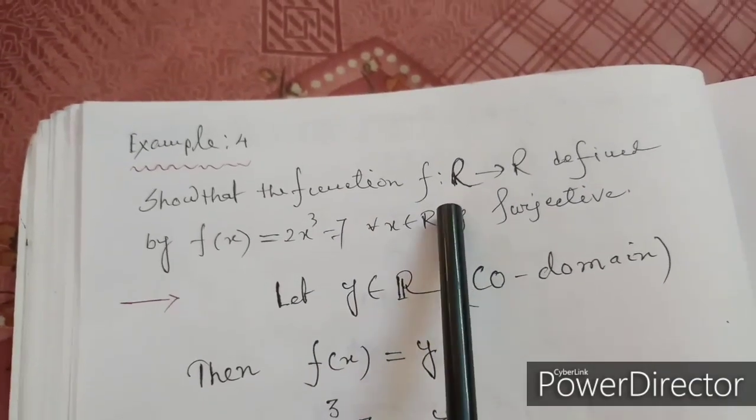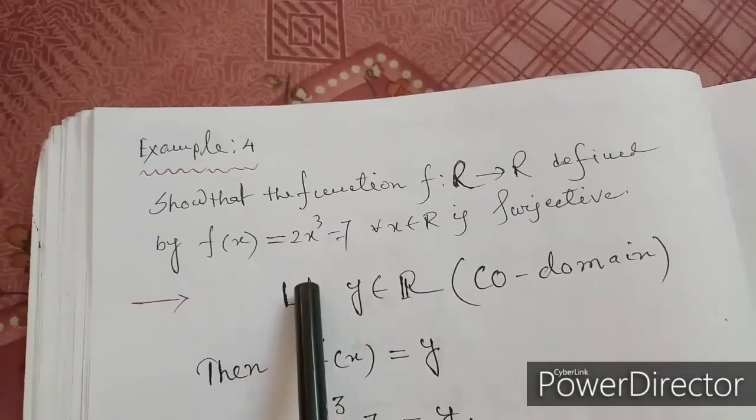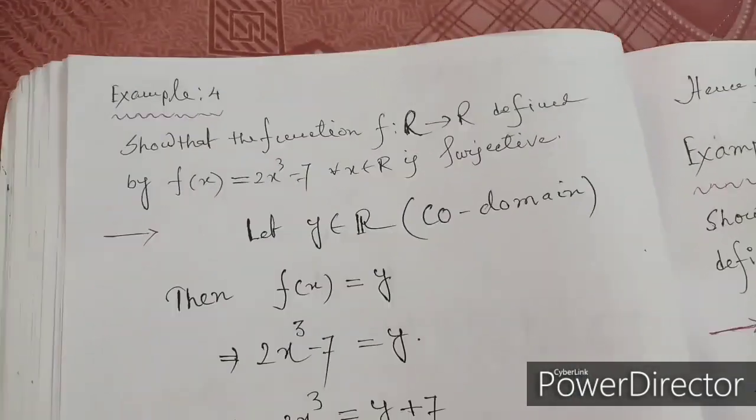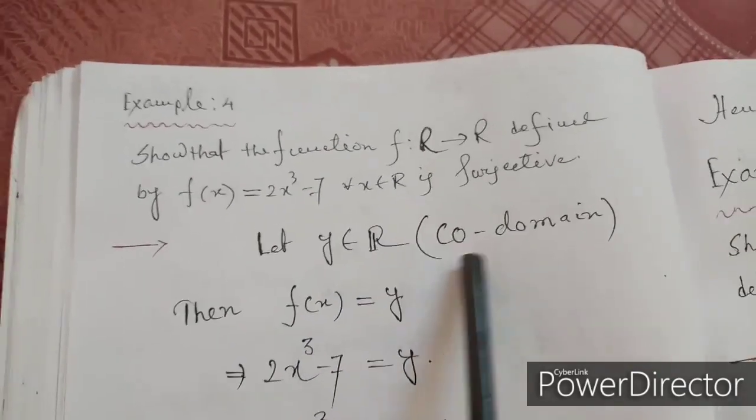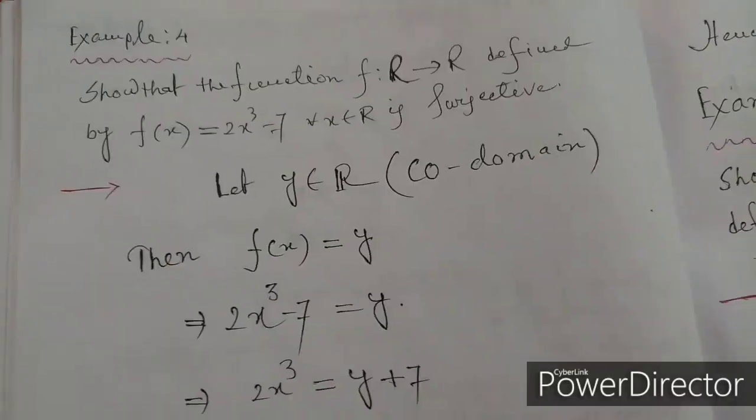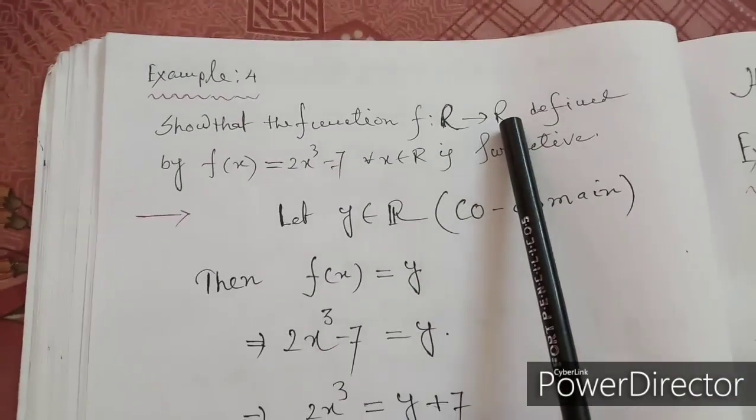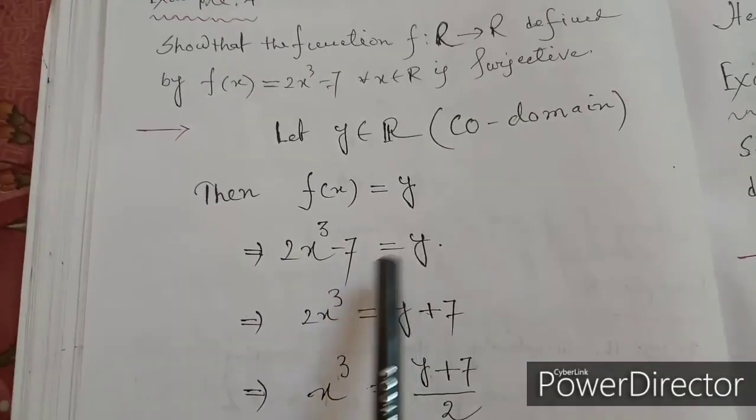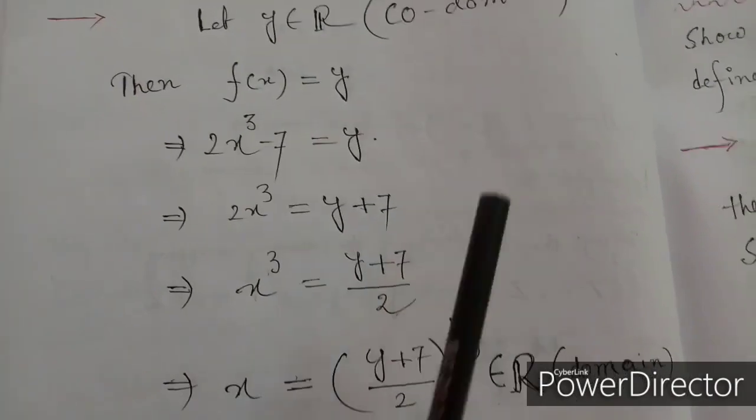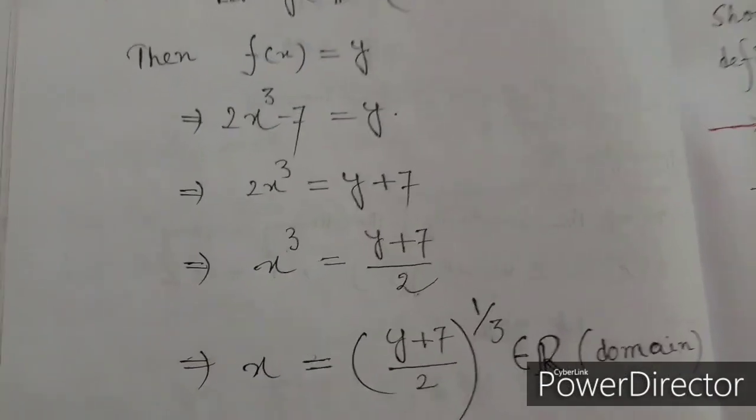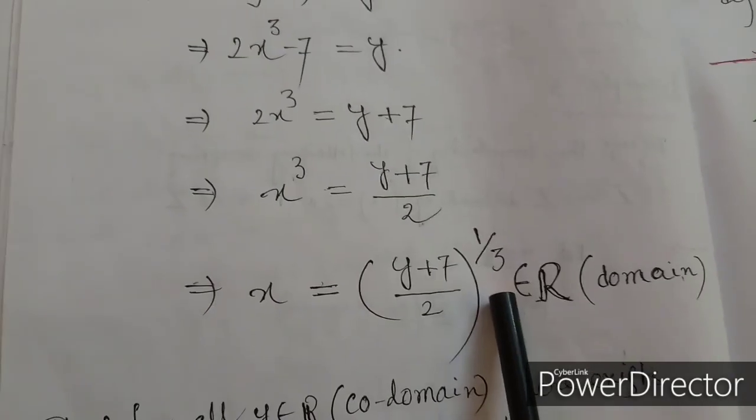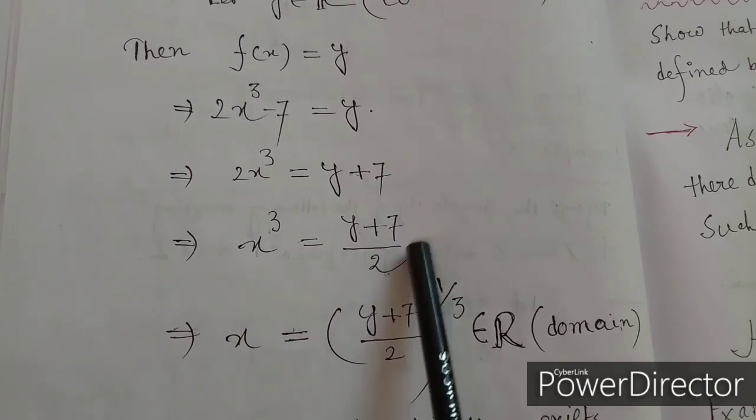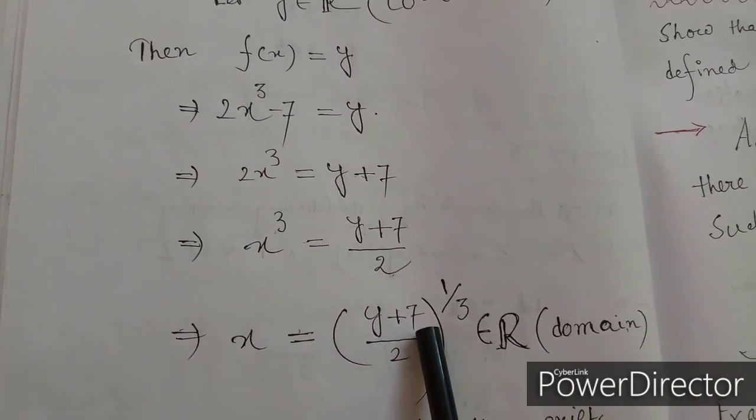Show that the function f from R to R defined by f(x) equal to 2x cube minus 7 for all x belongs to R is surjective. How to show it? Let y belong to our codomain. That means take any element y from the codomain R. Then f(x) equal to y, this is the procedure. So 2x cube minus 7 equal to y, 2x cube equal to y plus 7, so x cube equal to (y plus 7) by 2. So x equal to ((y plus 7) by 2) whole to the power 1/3, and that should belong to R. So x equal to ((y plus 7) by 2) whole to the power 1/3 also belongs to R as y belongs to R. Got it?